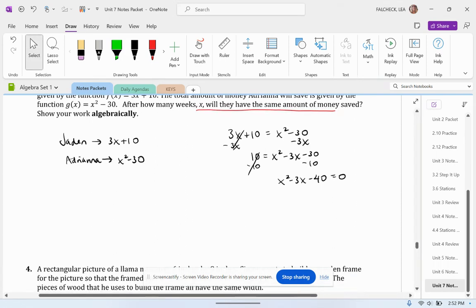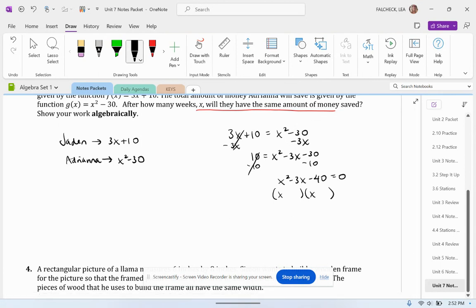All right, and now we have to solve it. This guy looks factorable. Sweet. So I'm looking for the factors of 40 that add up to 3. That's going to be 8 and 5. The middle number is negative, so that means the bigger number has to be negative, and that's it.